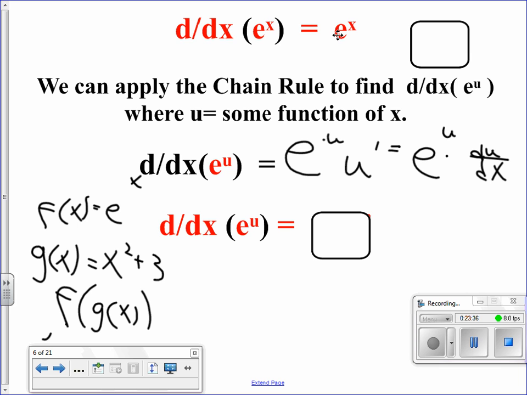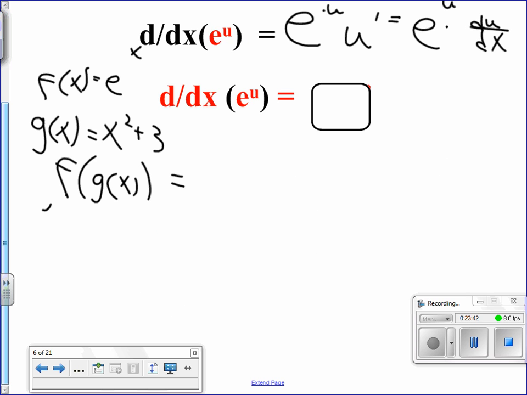Does everybody see what this would be? What is f of g of x? I'm sorry, g of x gets plugged into f. So it's e to the x squared plus 3. So g of x is your inside function.